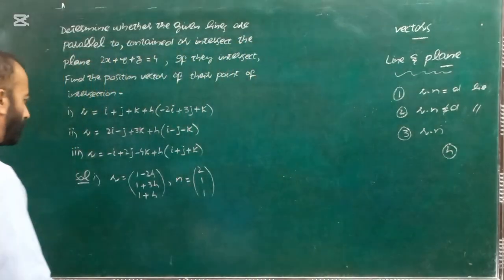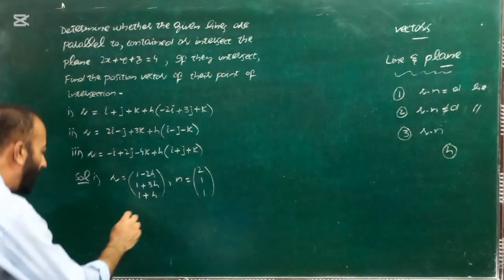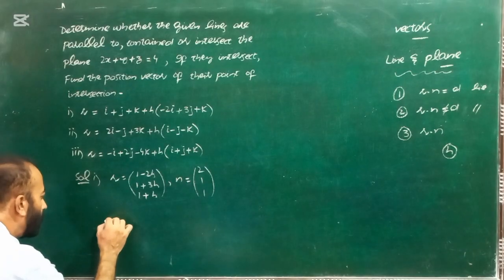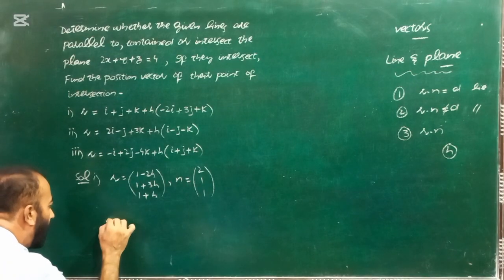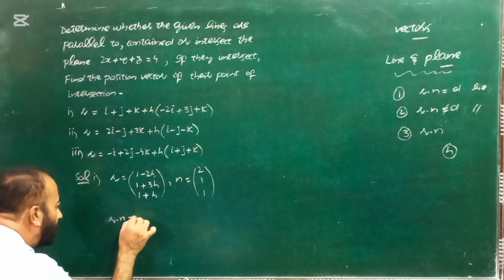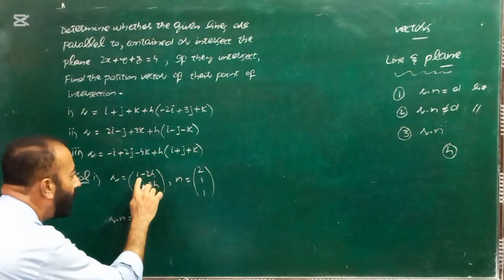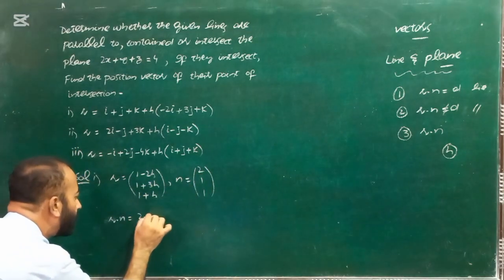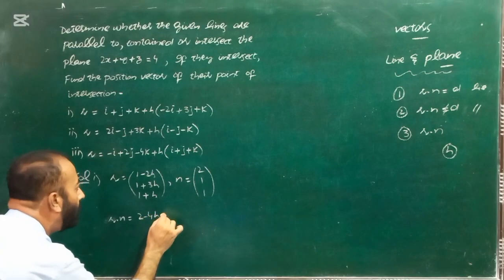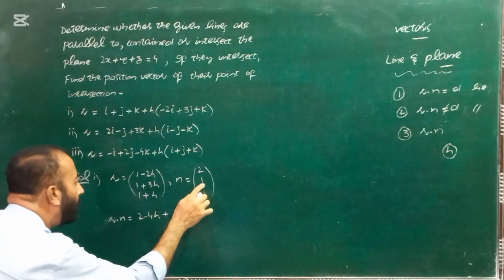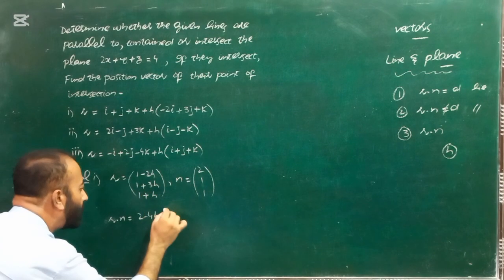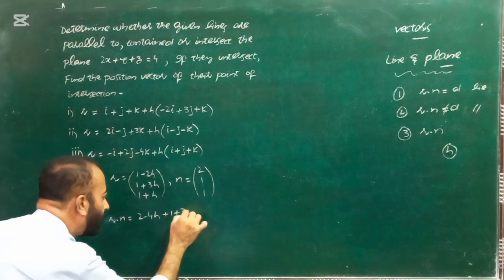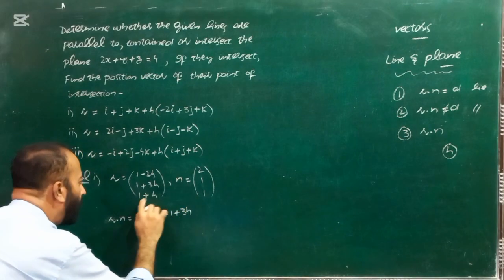So look now, r and n are here for the first part. Now we are going to find r dot n. So look now, 2 minus 4 lambda plus 1 plus 3 lambda plus 1 plus lambda.